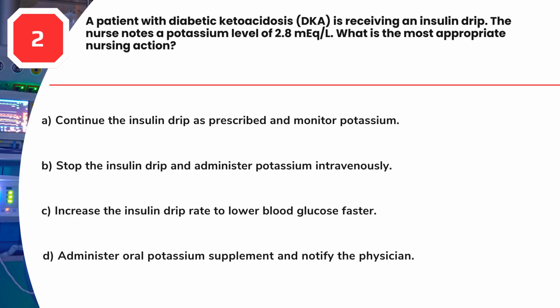Question 2. A patient with diabetic ketoacidosis, DKA, is receiving an insulin drip. The nurse notes a potassium level of 2.8 milliequivalent/L. What is the most appropriate nursing action? A. Continue the insulin drip as prescribed and monitor potassium. B. Stop the insulin drip and administer potassium intravenously. C. Increase the insulin drip rate to lower blood glucose faster. D. Administer oral potassium supplement and notify the physician.